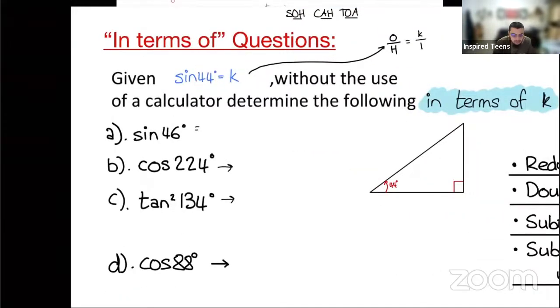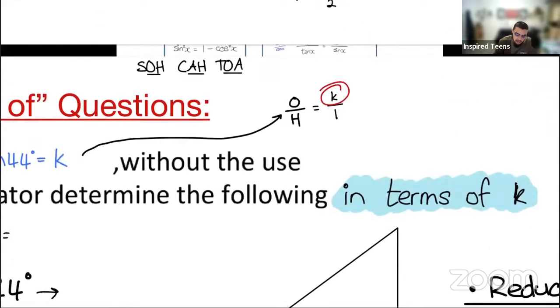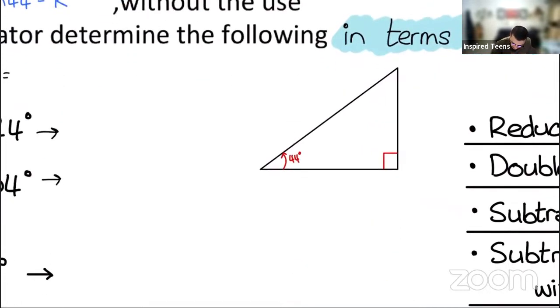Again, remember, sine is opposite over hypotenuse. So the values of the opposite to 44 and the hypotenuse of the triangle I have, in terms of k and 1: opposite is k, let's fill that in, and hypotenuse is 1. So sine 44, opposite over hypotenuse, is equal to k over 1.